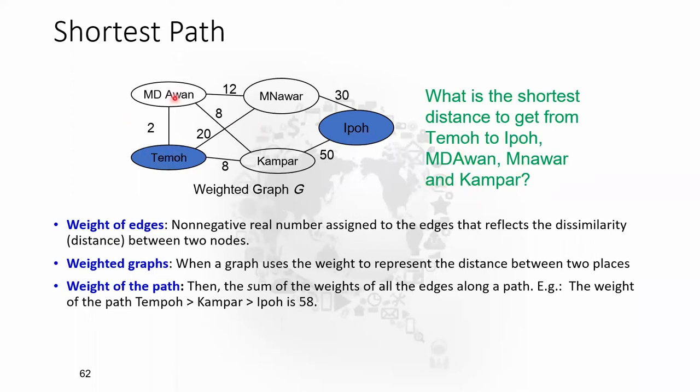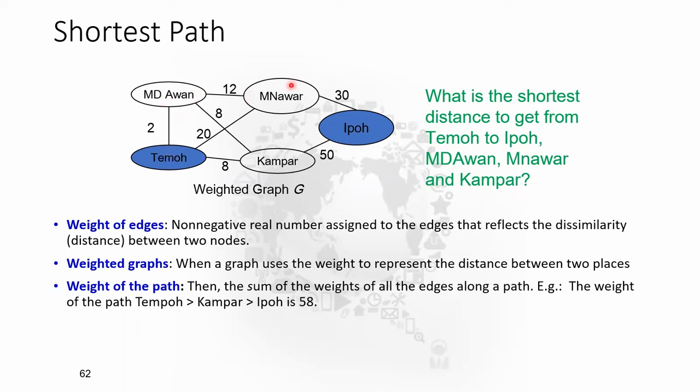Thermo to MD Awang, let's say the distance is 2. M Nawar is 20, Kampar is 8, and then Ipoh. If you want to travel from Thermo to Ipoh, there are actually different routes: Thermo, Kampar, Ipoh, or Thermo, MD Awang, M Nawar, and Ipoh, or Thermo, M Nawar, and Ipoh. So what you have to do is find the shortest distance.